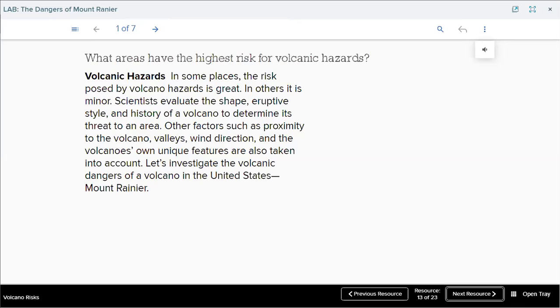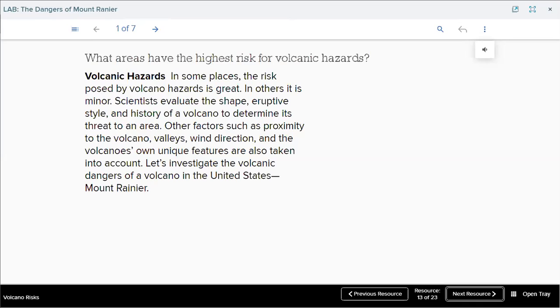Scientists evaluate the shape, eruptive style, and history of a volcano to determine its threat to an area. Other factors such as proximity to the volcano, valleys, wind direction, and the volcano's own unique features are also taken into account. Let's investigate the volcanic dangers of a volcano in the United States mountain range.